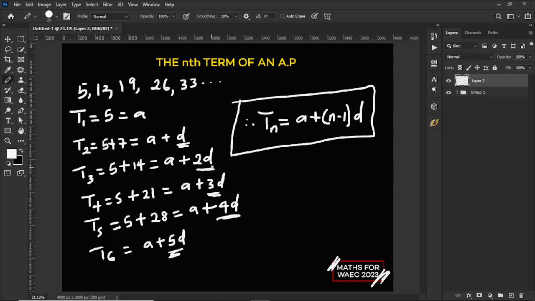Do you get that now? So take all this down. Let's look at the example.